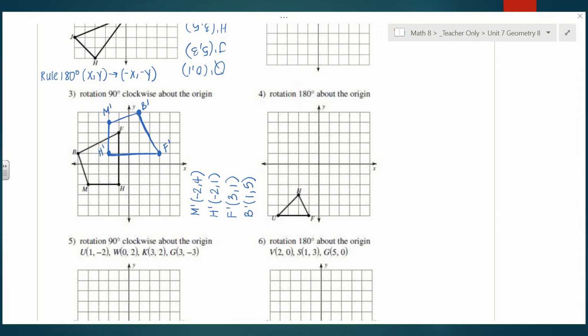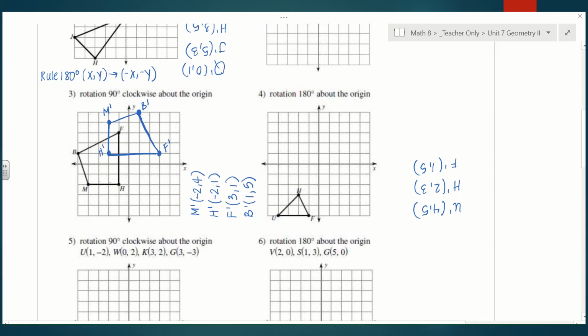Okay, so number 4, we're back to 180 degree rotation. Again, it doesn't say the direction because it doesn't matter. You can go 2 turns to the right or 2 turns to the left, and we're all going to end up in the same way. Okay, so for U prime, 4, 5. H prime, getting 2, 3. And for F prime, getting 1, 5.